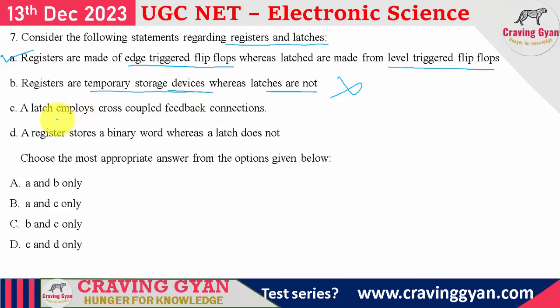In the third option, what they have given is, a latch employs a cross-coupled feedback connection. Yes, it is going to employ a cross-coupled feedback connection. So option C is also correct.